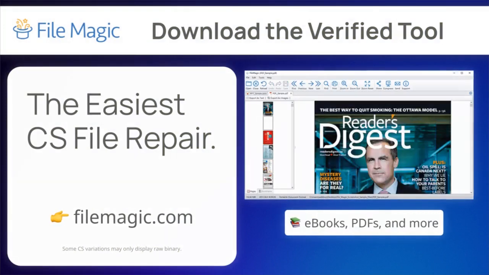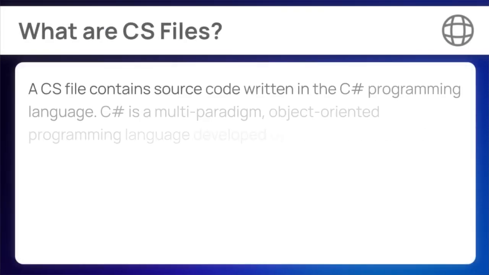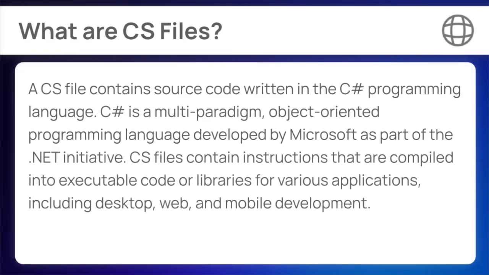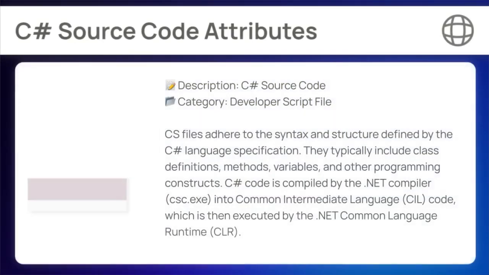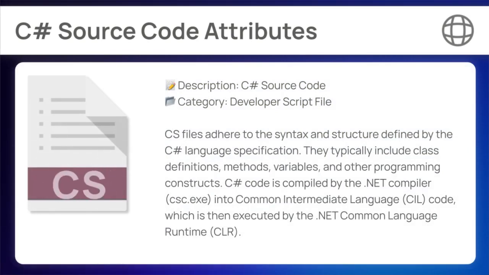Here's a quick preview. A CS file contains source code written in the C# programming language. C# is a multi-paradigm, object-oriented programming language developed by Microsoft as part of the .NET initiative. CS files contain instructions that are compiled into executable code or libraries for various applications, including desktop, web, and mobile development. CS files adhere to the syntax and structure defined by the C# language specification. They typically include class definitions, methods, variables, and other programming constructs.